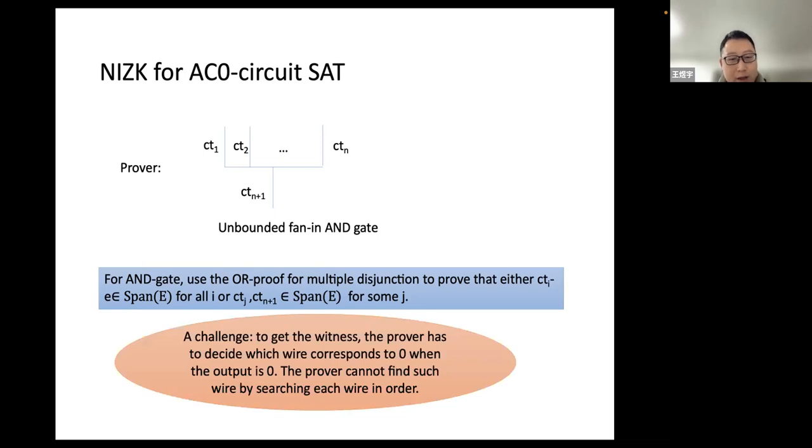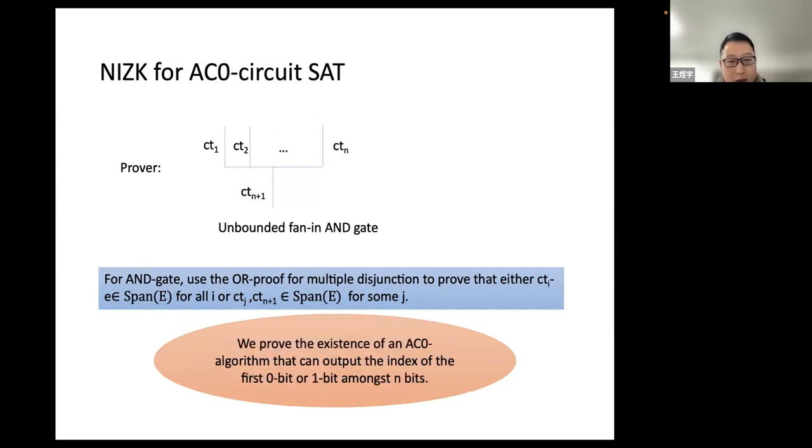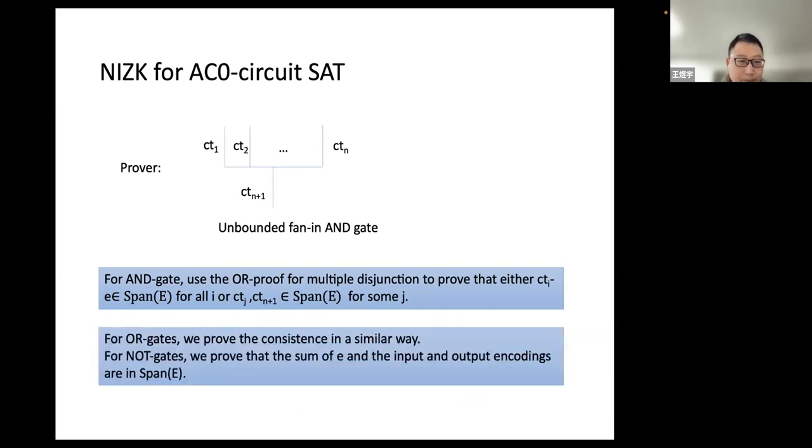Here, there is a challenge that to get the witness, the prover has to decide which wire corresponds to 0 when the output is 0. And we can see that the prover cannot find such a wire by searching each wire in order. Otherwise, the complexity will go beyond AC0. So we prove the existence of an AC0 algorithm that can output the index of the first 0 bit or 1 bit amongst n bits. And please see our paper for the details of the construction of this algorithm.